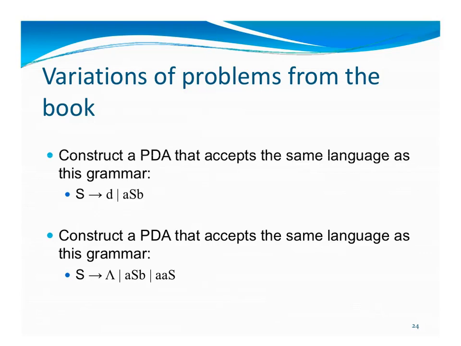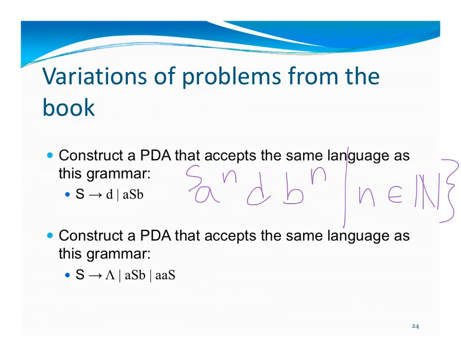Okay. So what we're going to do here is construct a PDA that accepts the same language as this grammar, and again construct a PDA that accepts the same language as this grammar. So let's just look at this for a minute. This grammar looks to me like the language a^n d b^n such that n is an element of the natural numbers, right? So you should look and confirm that you believe that.